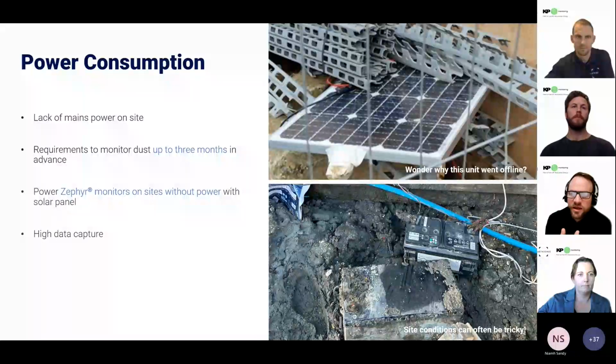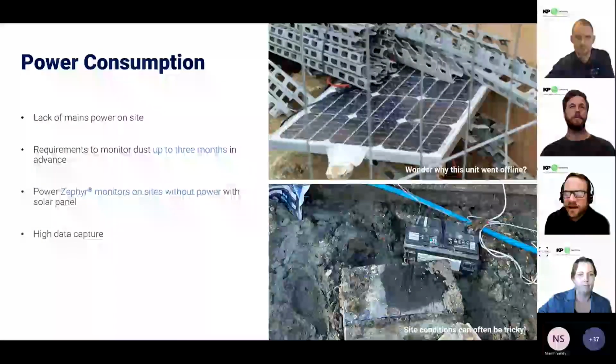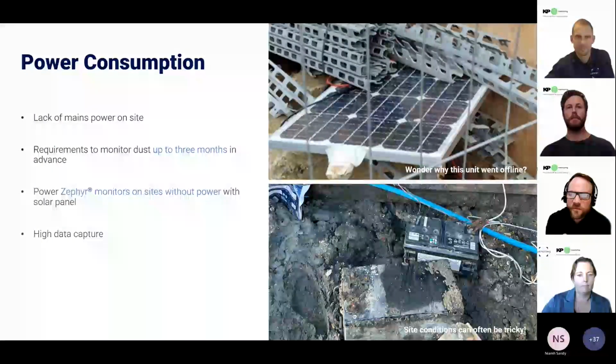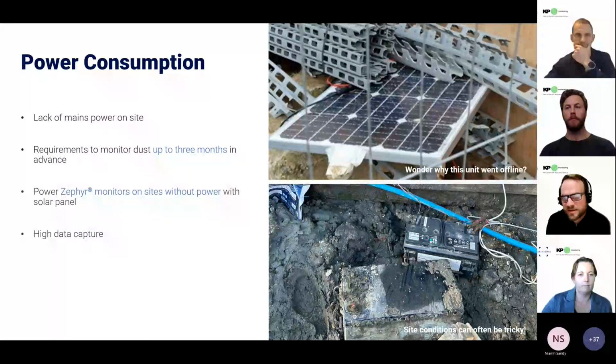Power consumption. A huge issue for us on site is the lack of mains power. Often we are required to monitor dust levels up to 3 months in advance of any works, so no power supplies have been installed on the site. This is similar to demolition phases as well, as power runs are usually installed once the site has been knocked down and it's ready to be worked.